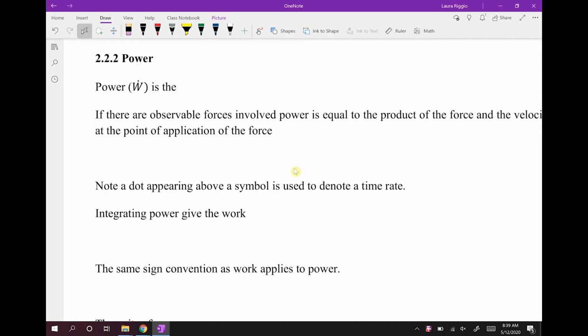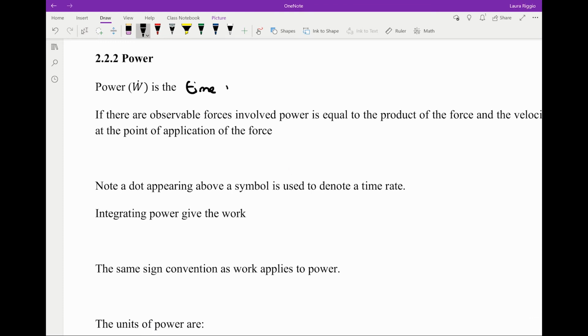In this lecture, we're going to go over power, the time rate of energy transfer by work.